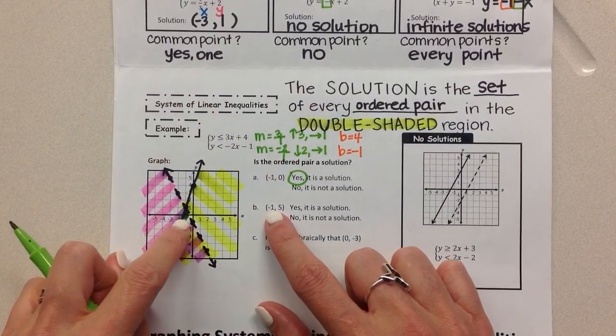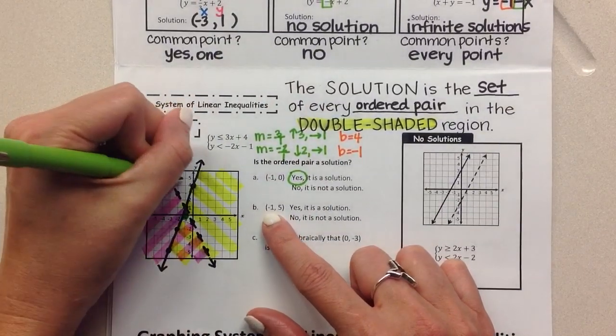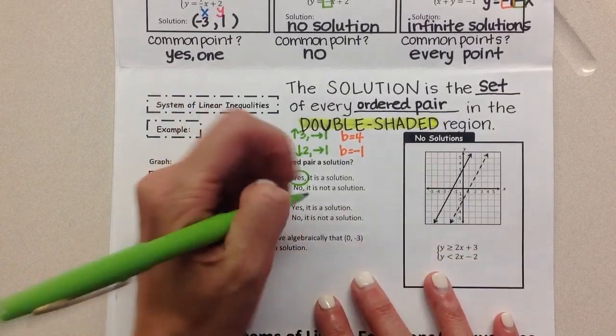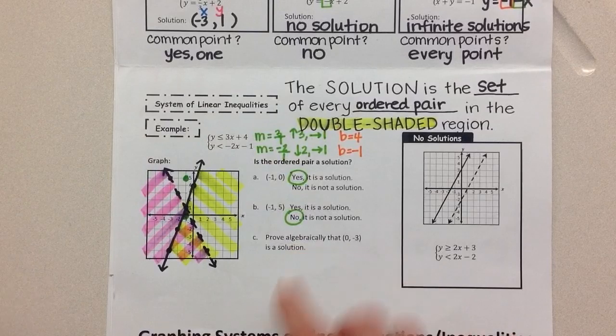And then I'm going to do negative 1, 5. And you can see very clearly that that does not fall in the double shaded region, so no, it is not a solution. And then prove algebraically.